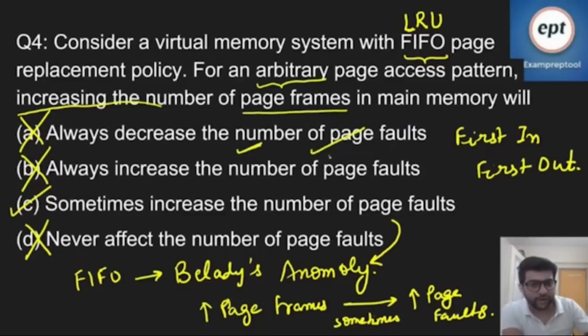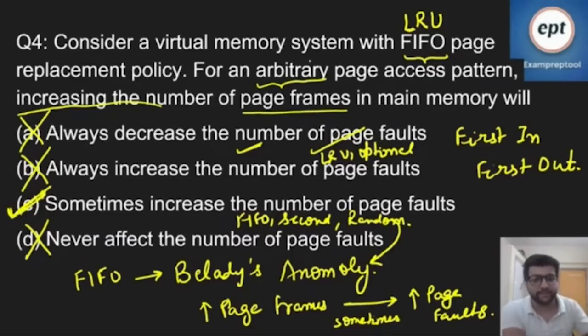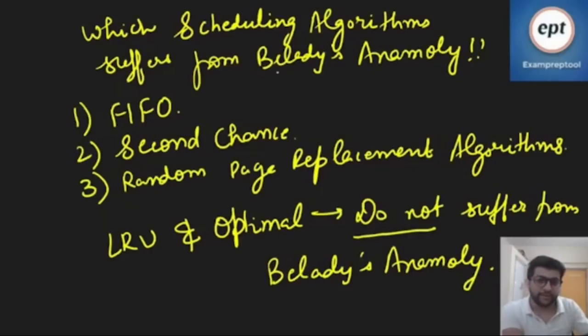So for LRU and the optimal policy, the answer will be option A. And for FIFO, second chance, and the random page replacement algorithms, the answer will be option C, right? So just remember what Belady's anomaly is and which algorithm suffers from this anomaly, right?